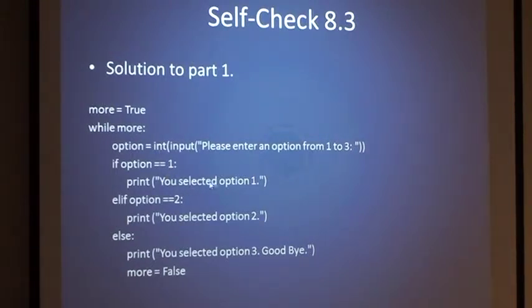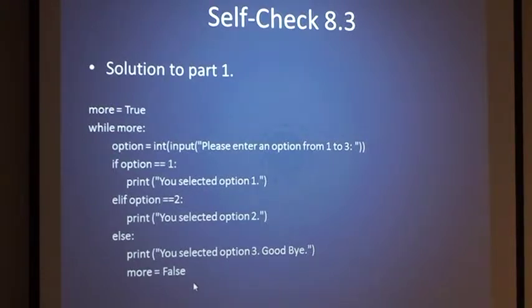If it is equal to 1, you print this. Otherwise, elif, it's equal to 2, you print this. Else, you print goodbye and set more to false. So this part of the else, both of these statements. So when you come back up here, more is now false, so you'll stop if you had entered 3.